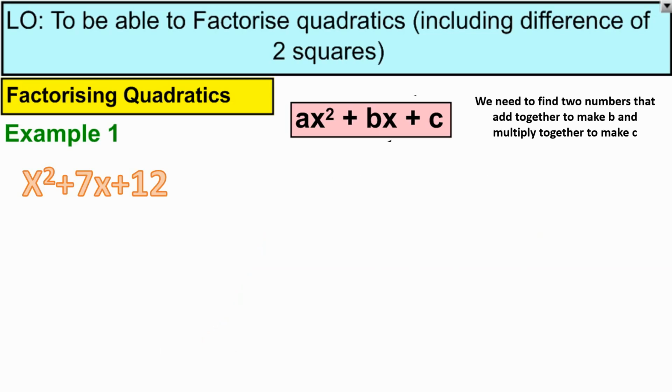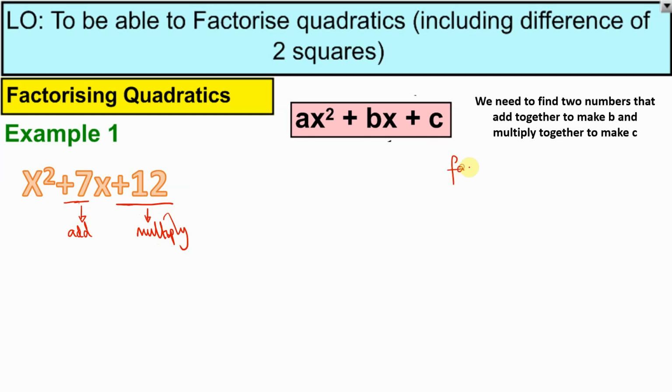So, quick recap on factorising itself, because we're going to need to factorise to be able to solve. So if our skills of factorising aren't quite up to scratch, then it's going to be quite difficult for us. So, the quick note up here, we need to find two numbers that add together to make b, and what I mean by that is this 7 here, and multiply to make c, which is our number on the end.